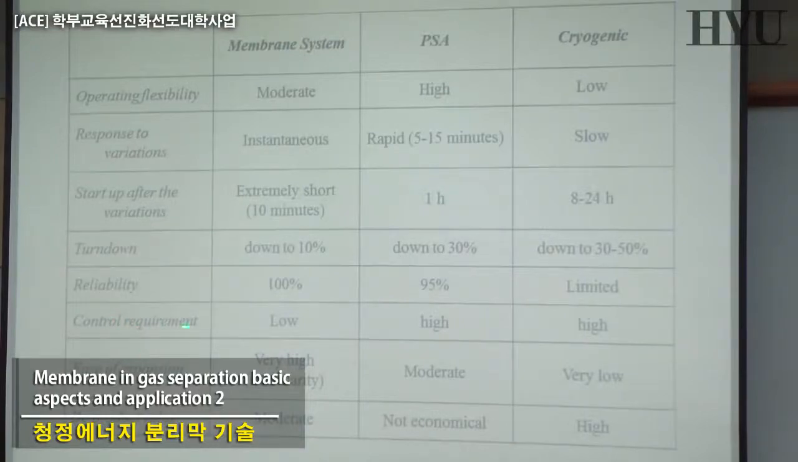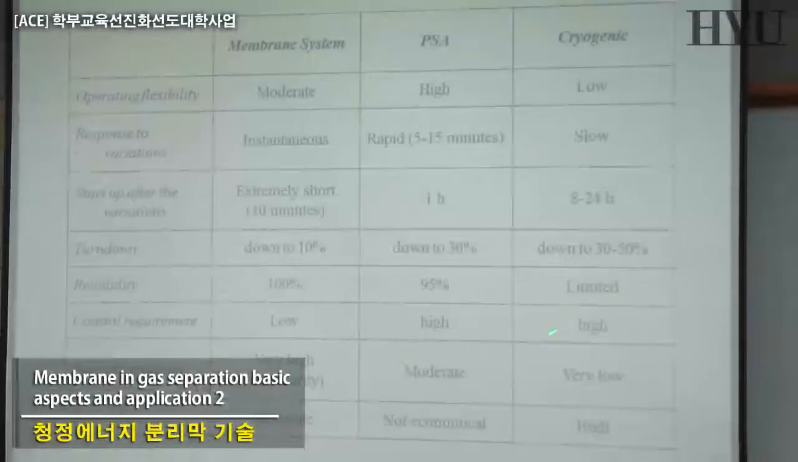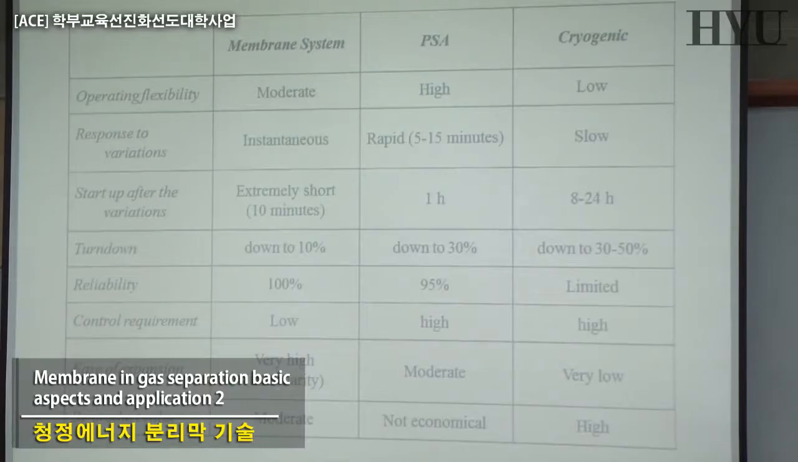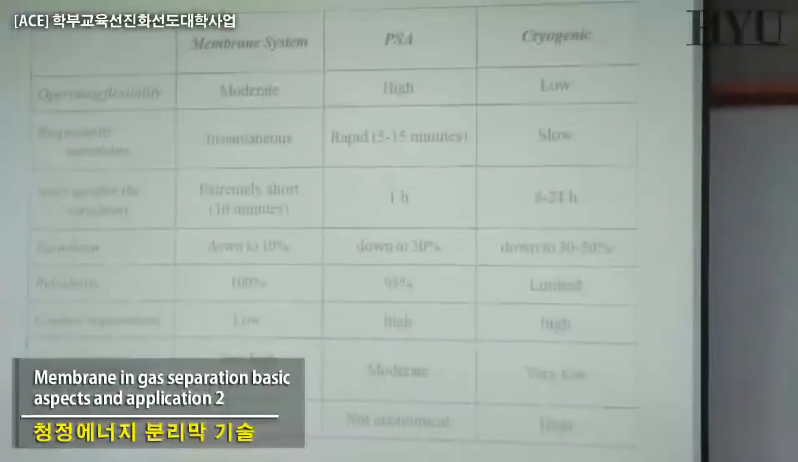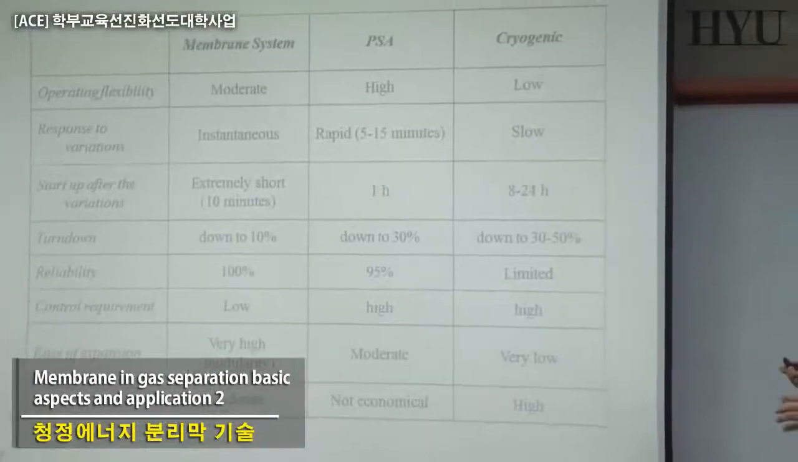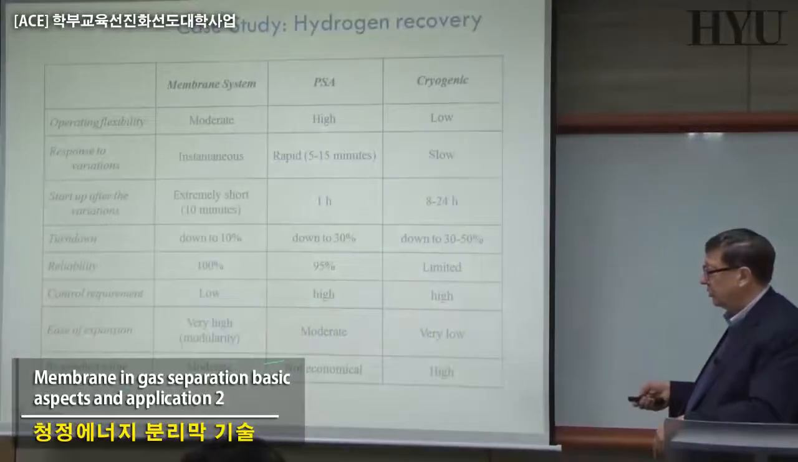You can see control requirement relatively very low, very high in the other system. And the capability of what we call flexibility, to change from one side to the other, is very high. It's a modular system, all the membrane units, very, very low in the cryogenic. If you have to change the productivity, you have to change the plant. And it's very difficult to readapt an existing cryogenic plant to a new situation.